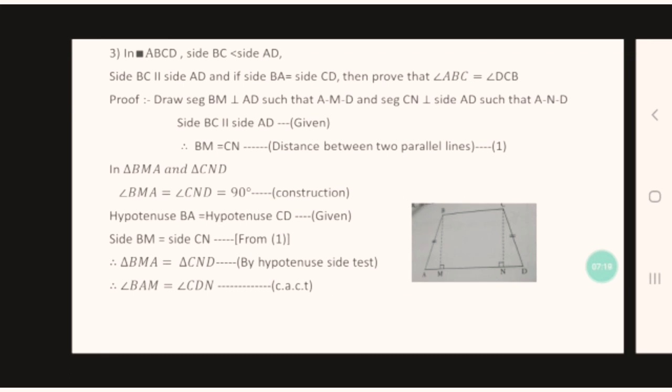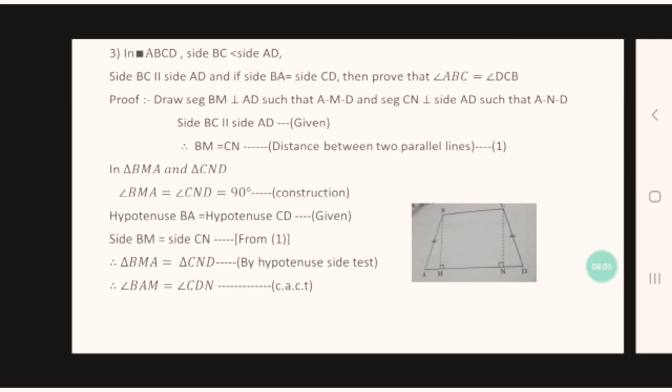Now here we move on to the next problem, last problem of the exercise, in which quadrilateral ABCD is a trapezium, right? BC is parallel to AD. BC is greater than AD, okay? And BC is parallel to AD. If BA is equal to CD, then prove that angle ABC is equal to angle DCB. Okay.